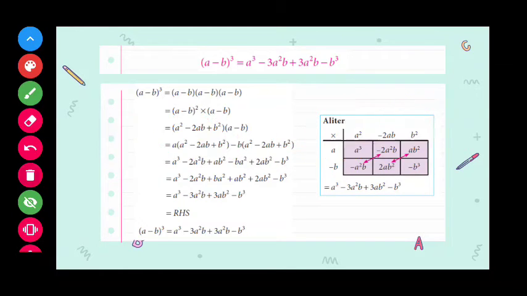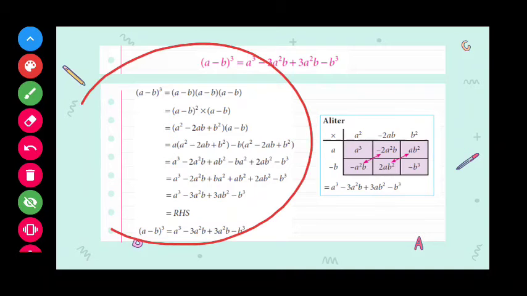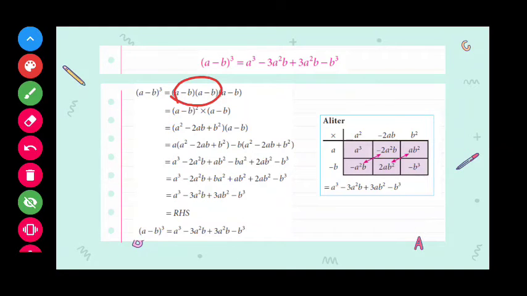In the same way you can prove this identity by splitting this into 3 terms, a minus b into a minus b into a minus b. Clubbing the first 2 terms you can write a minus b whole square, and you know what a minus b whole square is equal to. Then you have to multiply this a minus b inside this bracket, which is a into a square minus 2ab plus b square, minus b into a square minus 2ab plus b square.